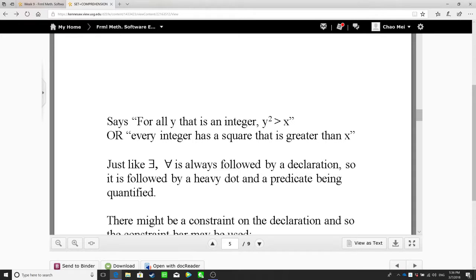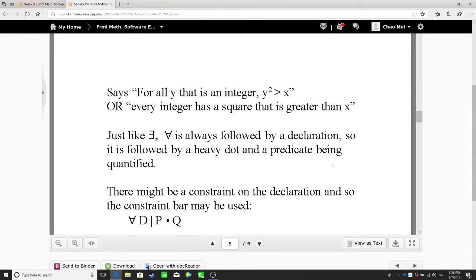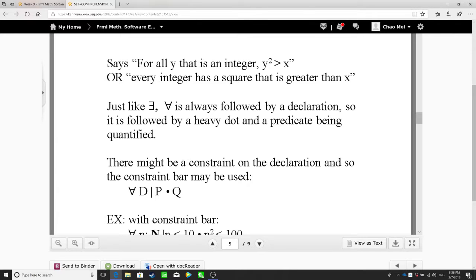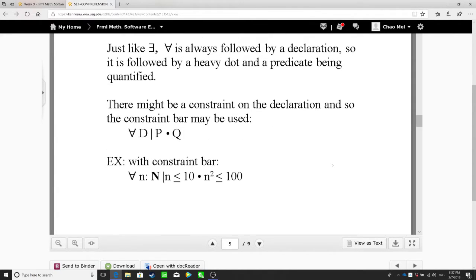So those two quantifiers are basically the same. You use three things: a declaration or signature, then a predicate giving all the constraints on that signature, then a dot and the term there. Declaration, dot, quantify. There might be a constraint on the declaration, so the constraint bar may be used, and you can omit that bar as well.